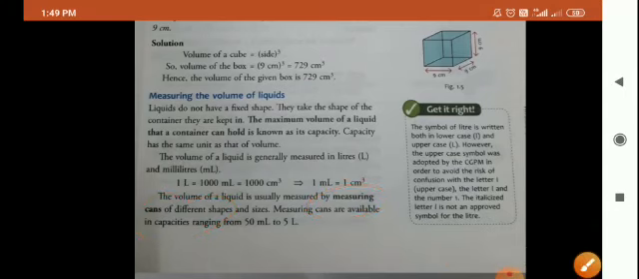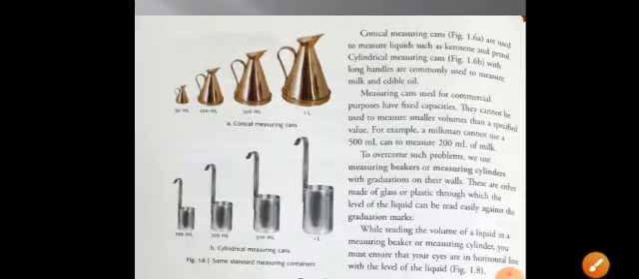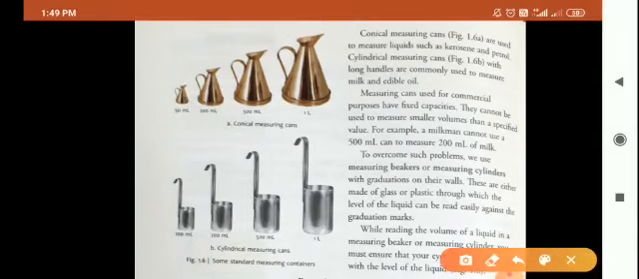Let us see what all are those. Now see, conical measuring can. Number 1, if you have to measure the volume of a liquid, for finding the volume of a solid, you have formulas. But if you have to find the volume of liquids, then you have certain measuring cans. Number 1 is your conical measuring cans. This is your conical measuring cans.